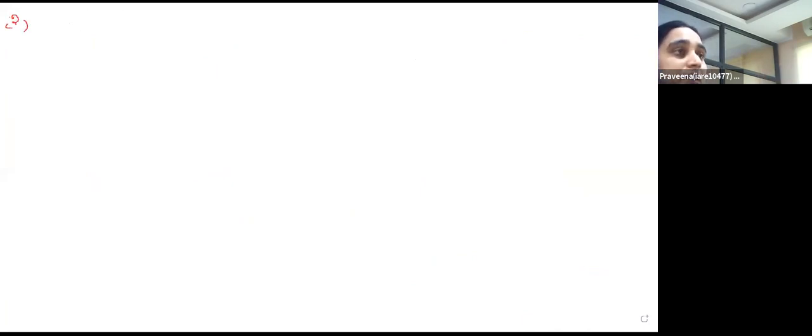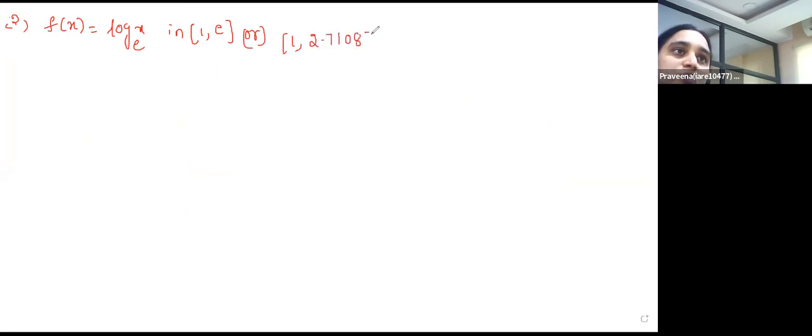Write down the second question. Verify Lagrange's mean value theorem for f of x is equal to log x base e in closed interval 1 comma e, and here are 1 comma e values from the calculator, 2.7108. Sometimes they have given the interval as 1 comma e or 1 comma 2.7108. Now I will discuss with 1 comma e only, because here the base for the logarithm is e. Write down the question clearly.